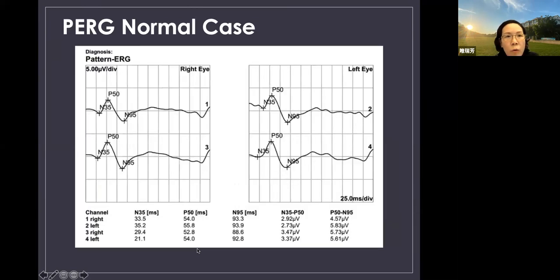This is a normal pattern ERG. We can see P50 and N95. Because the pattern ERG amplitudes are low, we give a division. It is 5 microvolts per division.